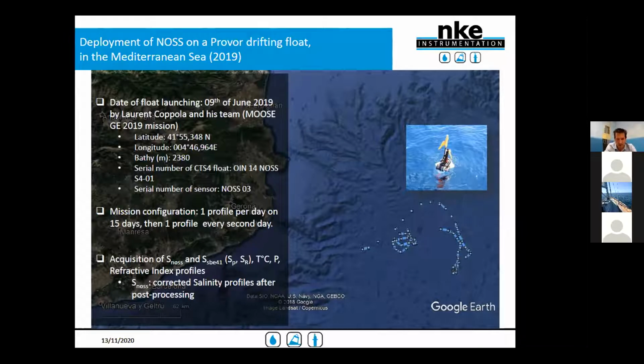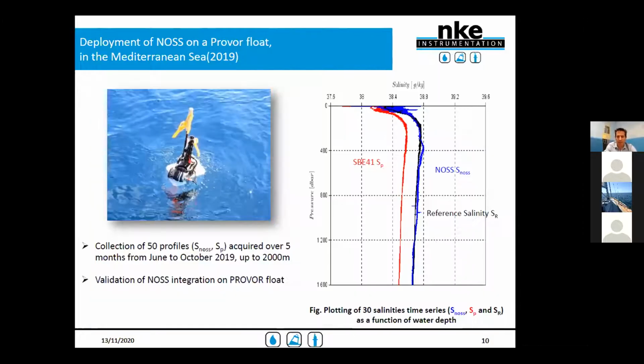So we acquire salinity with the NOSE sensor, and we compare this salinity with the SBE41 as a function of SP, and we calculate SR, and we compare the SR determined by the SBE41 and the NOSE sensor. We also acquire temperature, pressure, and refractive index profiles. So we collected 50 profiles, and here I just represent 30 salinity time series with the NOSE sensor.